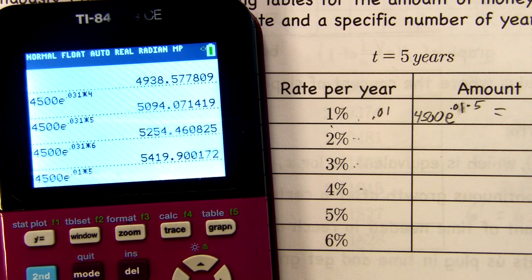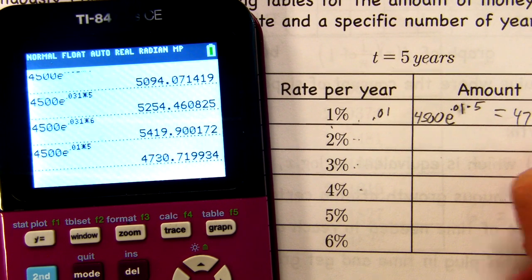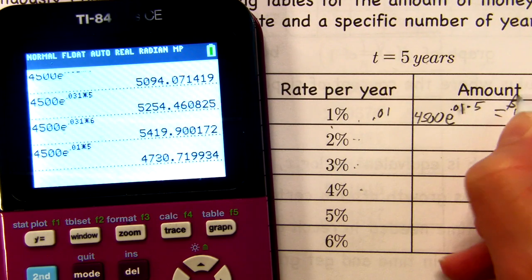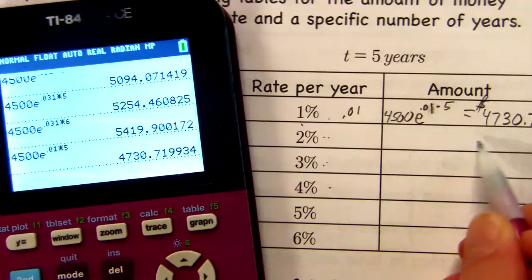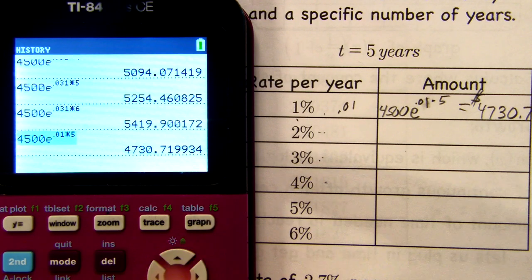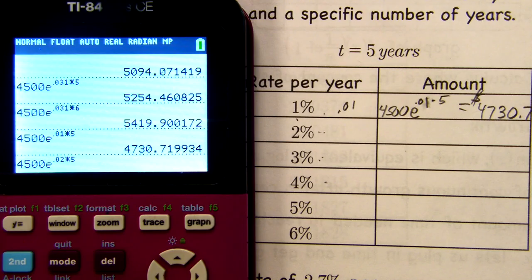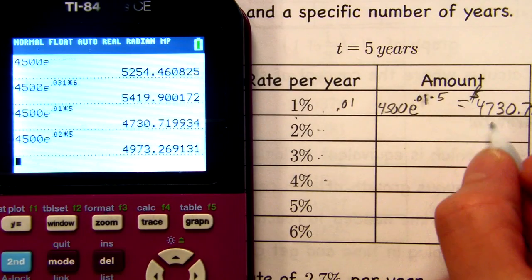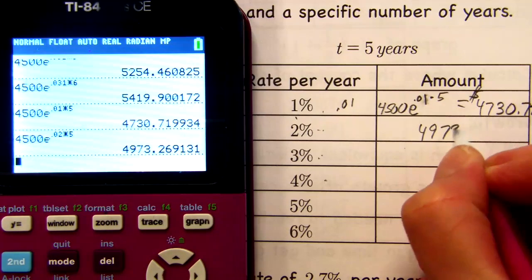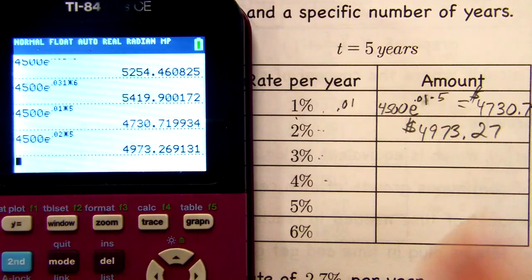Okay, I think I finally got it. So now it's going to be 4730.72. Okay, so for interest rate of 1%, that's what we would make. And so instead of changing the time, this time we can go ahead and copy and paste and change 1% to 2%, which is 0.02. We get 49.73, and this will round up to 27 cents.